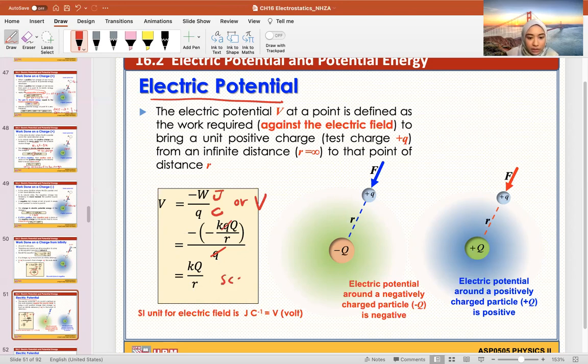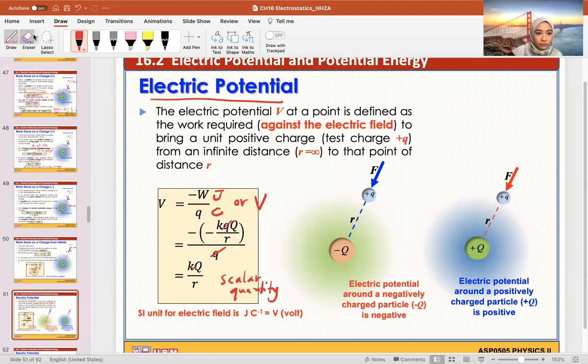I forgot to mention, it's a scalar quantity, which means that your life is going to be easier now. Your life is going to be easy because if you are moving a positive test charge towards a negative source charge, you just have to put it inside this equation and you will get the answer.